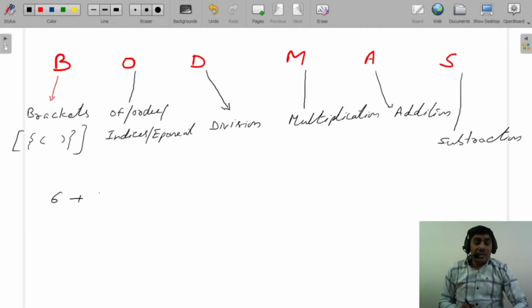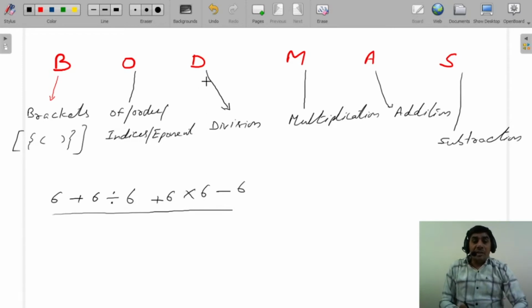6 plus 6 divide 6 plus 6 into 6 minus 6. In this expression we see there is no bracket. So in the next step we see of, there is no power, indices and exponent. So going to the next step, division. Yes, divisions appear. So first of all we have to solve division.